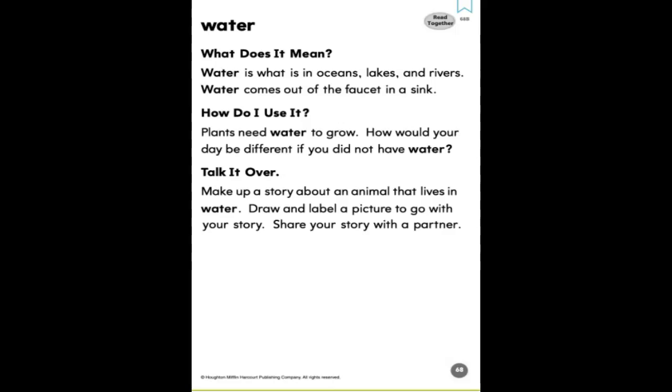Talk it over. Make up a story about an animal that lives in water. Draw and label a picture to go with your story. So, I want you to think of one animal that lives in water and give me 2 sentences about that animal. Ready? My example would be, there was an octopus with purple dots that lived in the water. The octopus loved to swim all day. Now you give me an example of an animal that lives in the water.